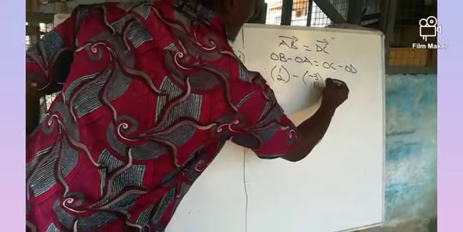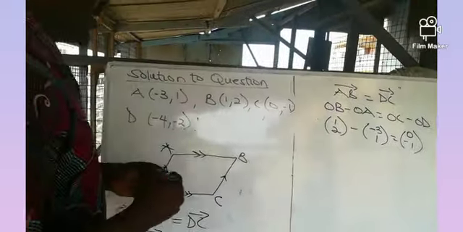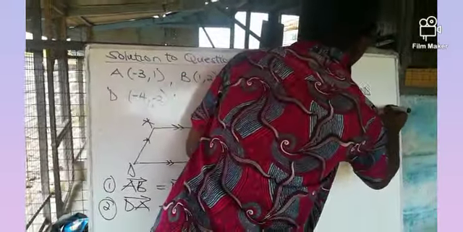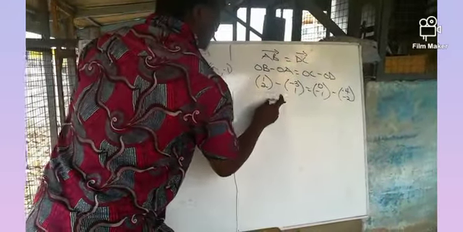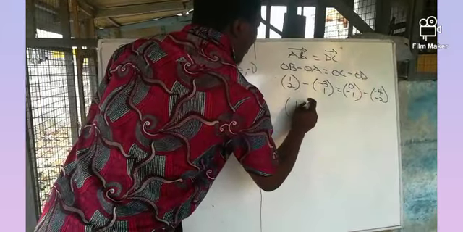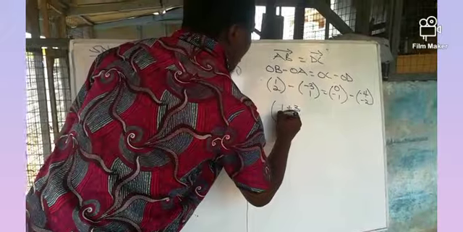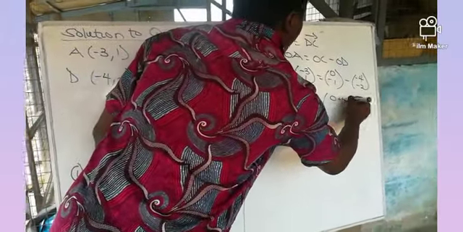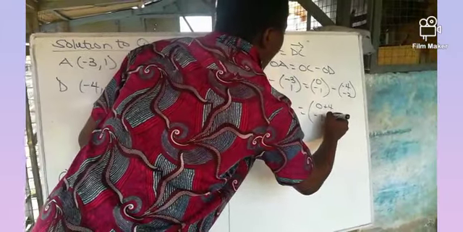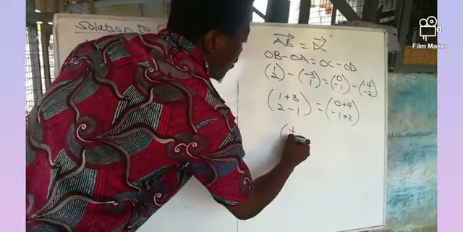And what is it going to give us? Our C is what? 0, negative 1. And what is our D? Our D is minus 4, minus 2. So if you do this, you get 1 minus 3, so you get 1 plus 3. Then 2 minus 1 is equal to 0 plus 4. Then minus 1 plus 2. And this one will end up giving us 4, 1.